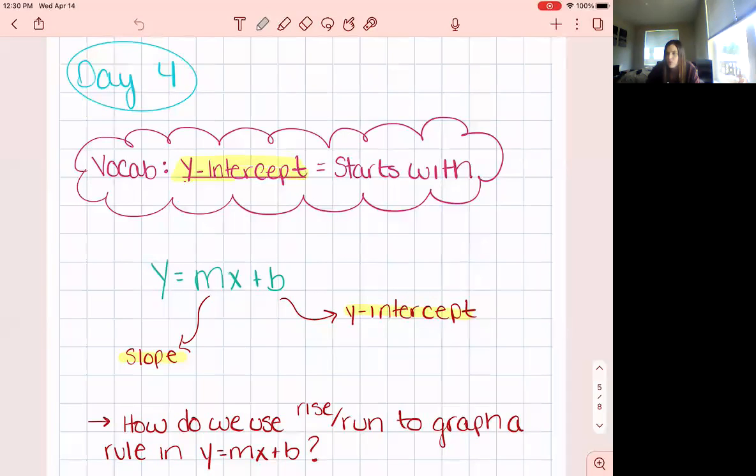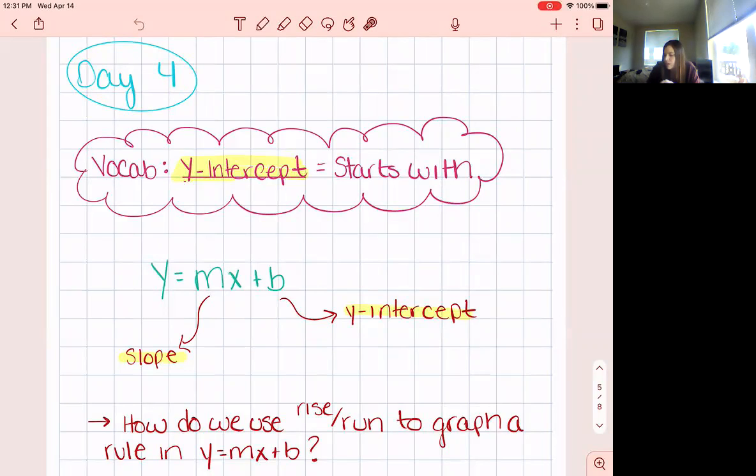So go ahead and get what you have here copied down. We'll talk about it, and then we just have some example problems to work through together. Okay, so like I said, new vocab word is highlighted there. It's Y-intercept. That is the correct mathematical vocabulary for what we have been calling our starts with, is the Y-intercept.